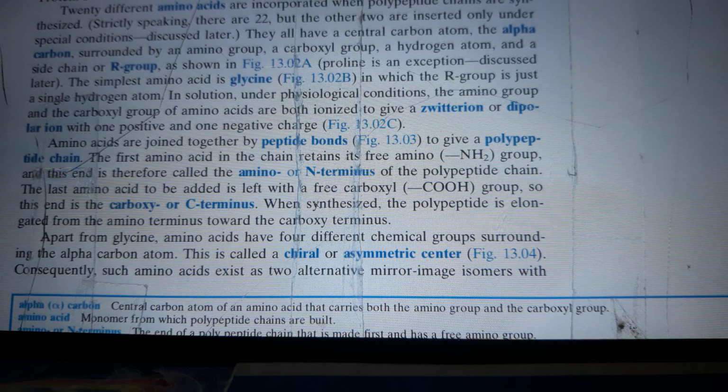In solution, under physiological conditions, the amino group and the carboxyl group of amino acids are both ionized to give a zwitterion, or dipolar ion, with 1 positive and 1 negative charge.